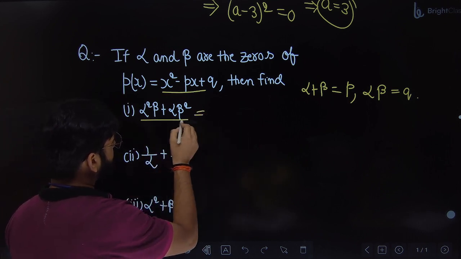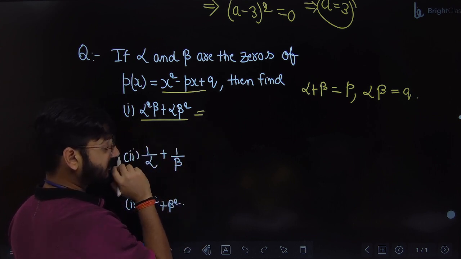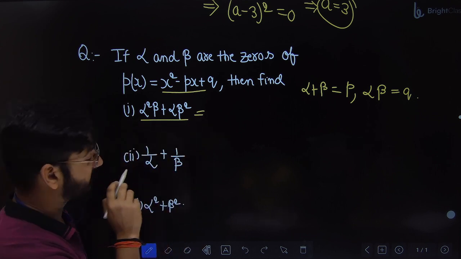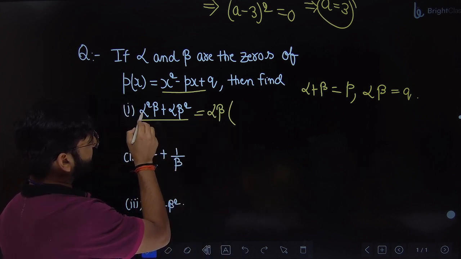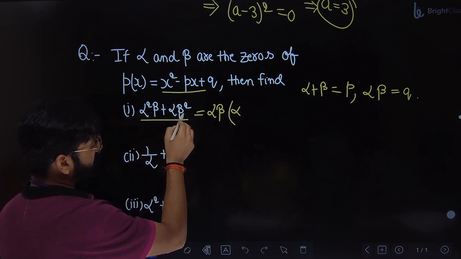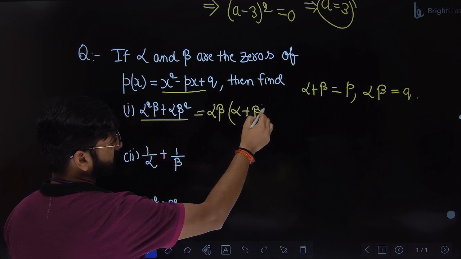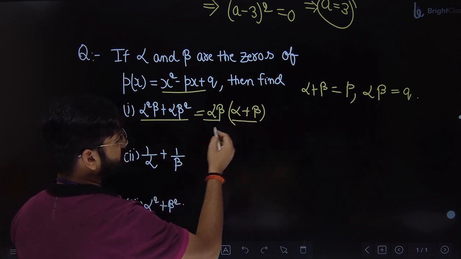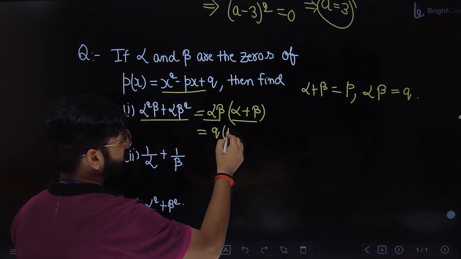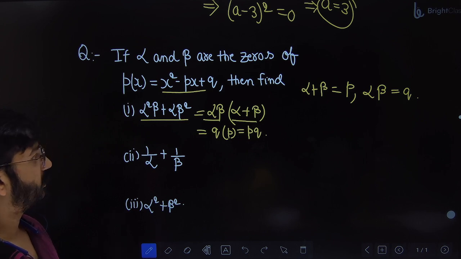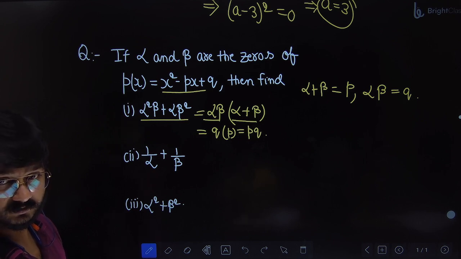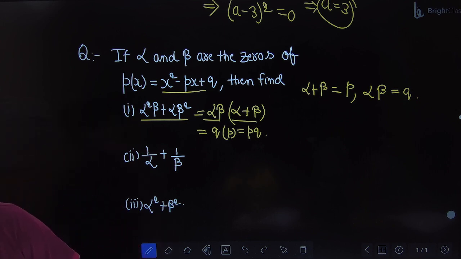Now here, what can we take common in these two things? Alpha beta. If you take alpha beta common, what will be left in the first expression? Alpha, and in the next one, beta. You have this also, you have this also. Substitute. So Q into P. The answer is PQ. Clear? You guys solve the next two parts.